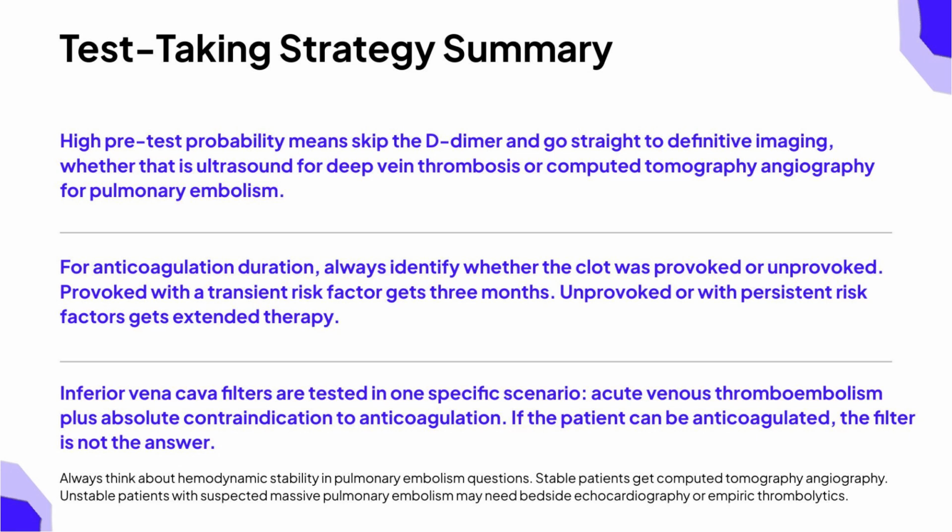Third, inferior vena cava filters are the answer only when a patient has acute venous thromboembolism and absolutely cannot be anticoagulated. Fourth, in pulmonary embolism questions, always assess hemodynamic stability. Stable patients get computed tomography angiography. Unstable patients may need thrombolytics. These 4 rules will help you answer the vast majority of venous thromboembolism questions on your boards.